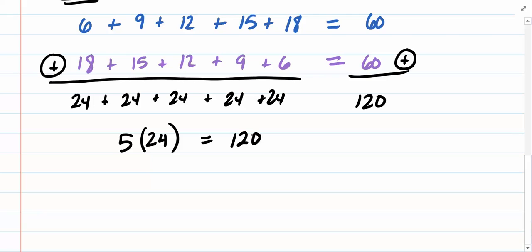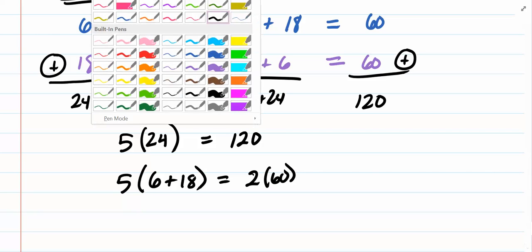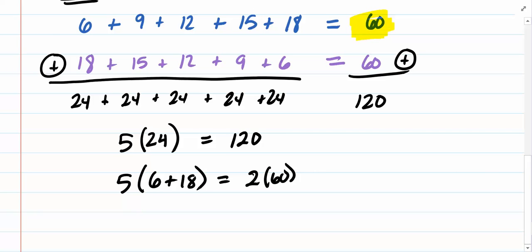Everyone on board still? Okay, well, I'm gonna rewrite the number 24. 24 is any one of these combinations that I like, so I'm gonna do a 6 plus an 18. And then I'm gonna rewrite the number 120 as 2 times 60, because remember the answer that we were looking for in the beginning, you guys, was 60, right? So there must be a better way of doing this. I'm developing something here.